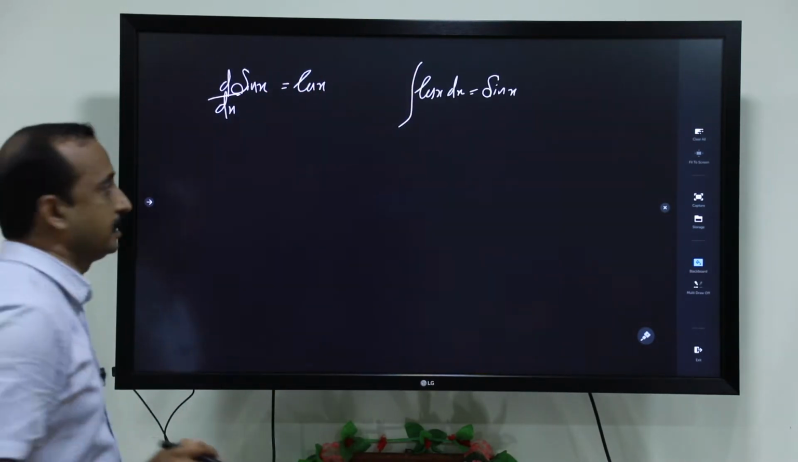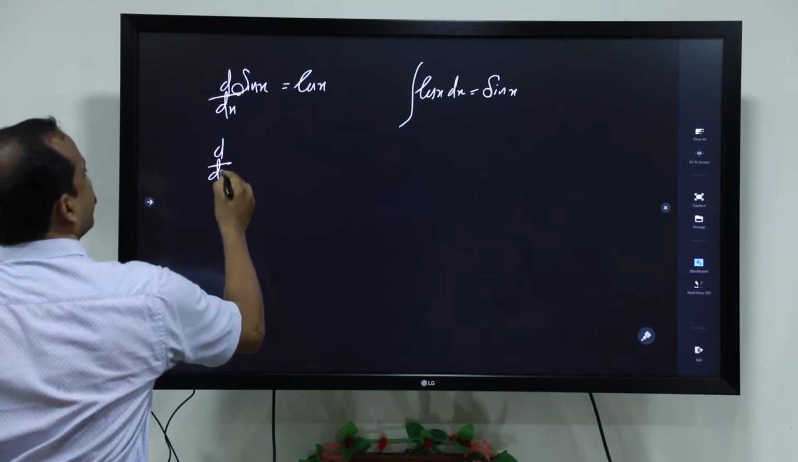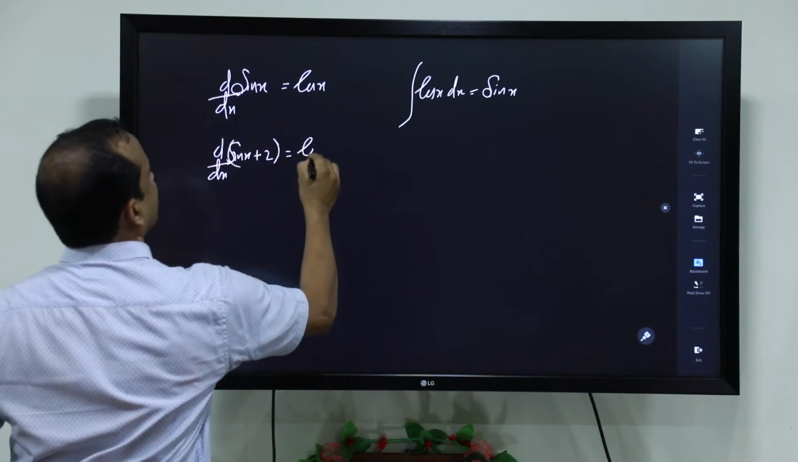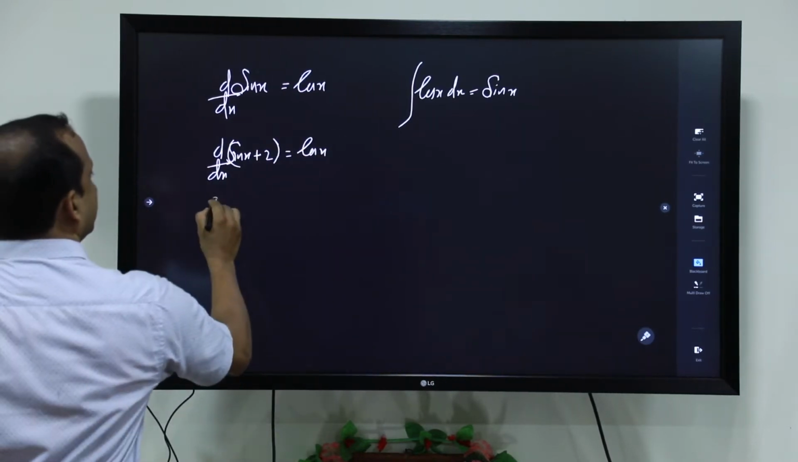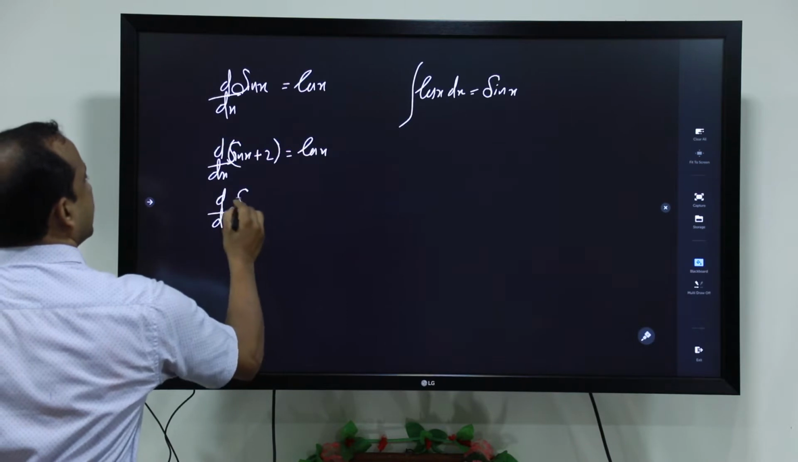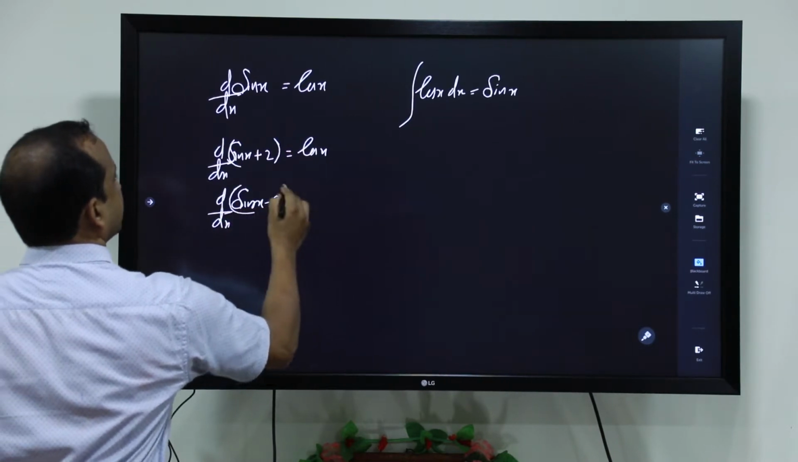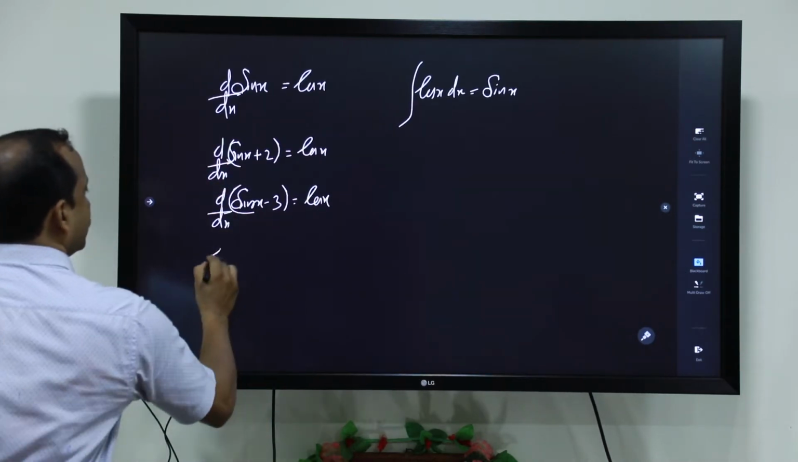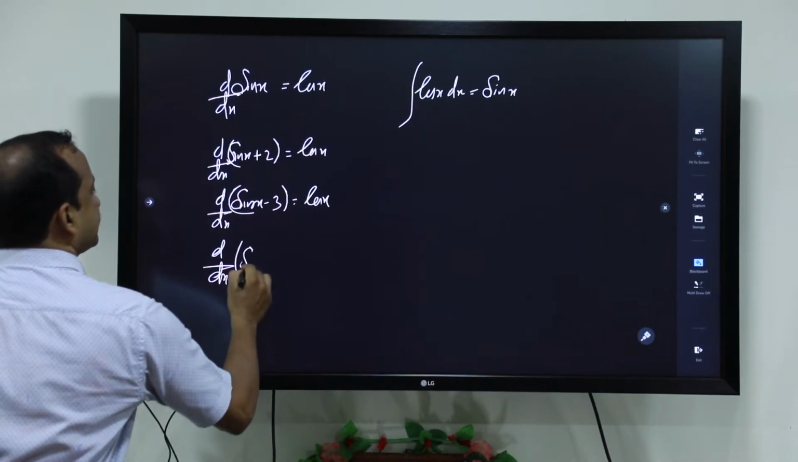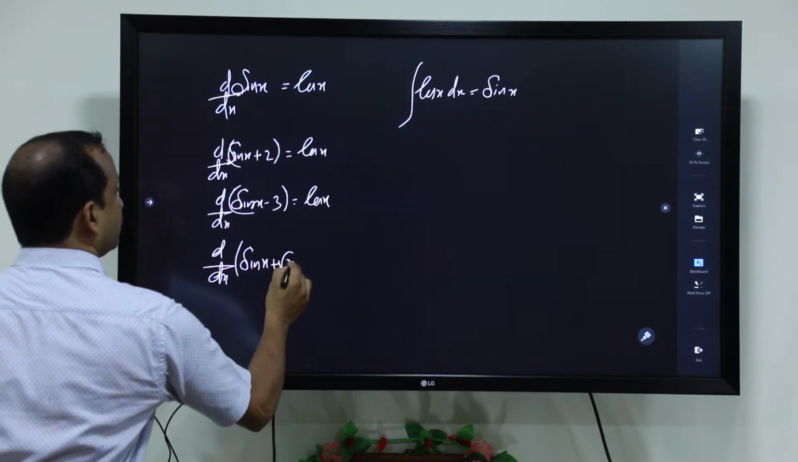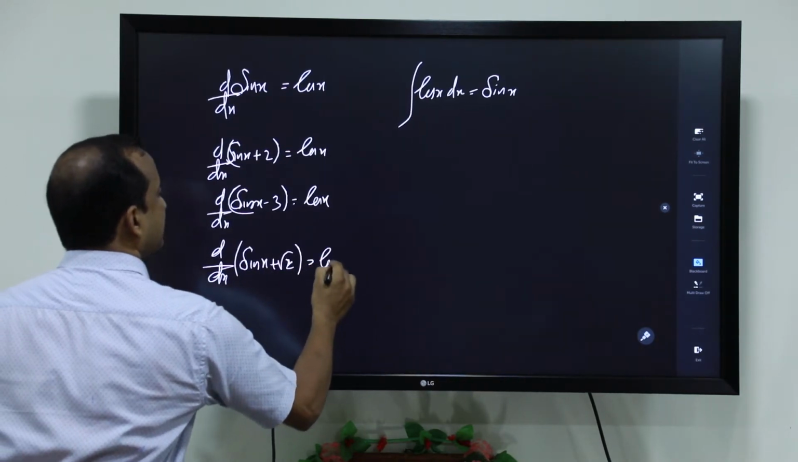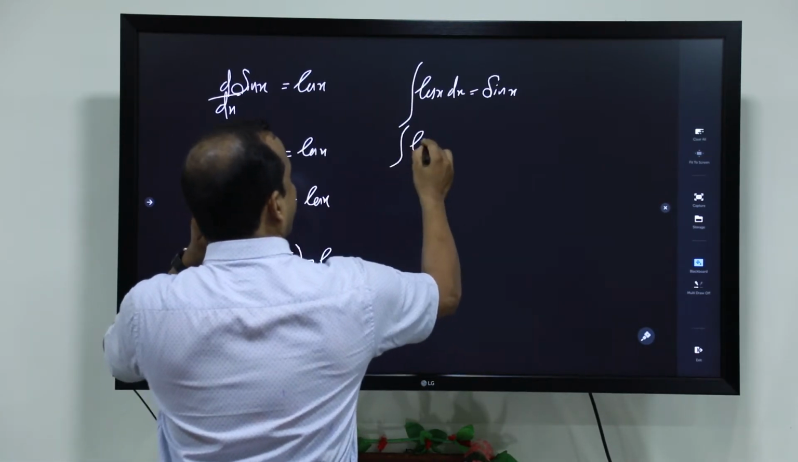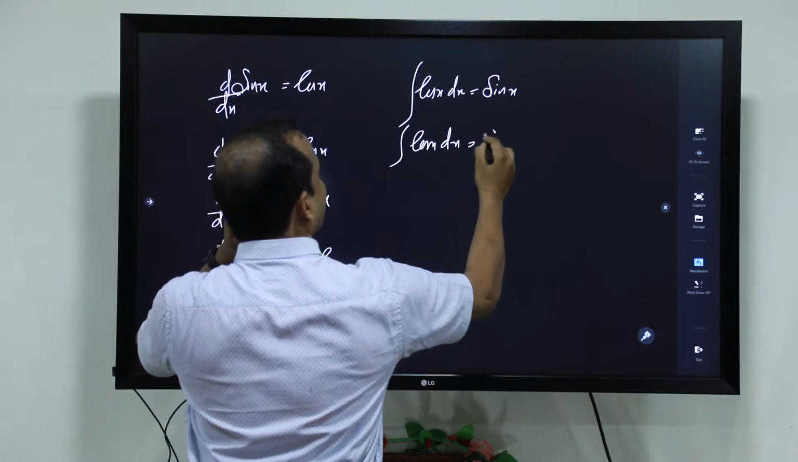Now, the derivative of sin x plus 2 is cos x. The derivative of sin x minus 3 is again cos x, because the derivative of minus 3 is 0. The derivative of sin x plus root 2 is again the same answer, cos x. But using the definition, the integral of cos x gives only sin x.